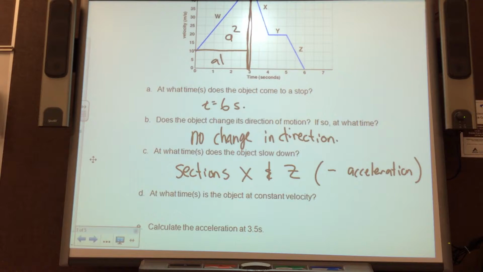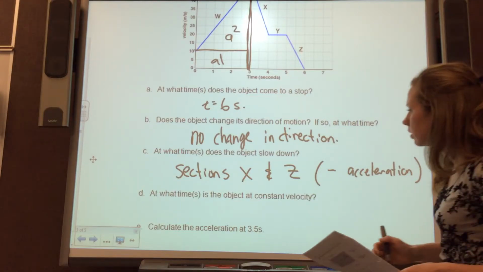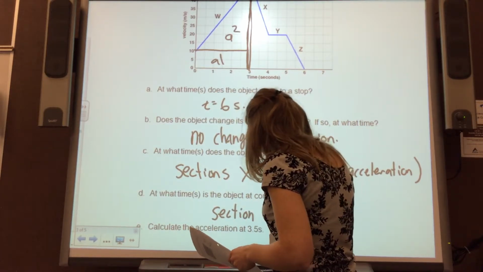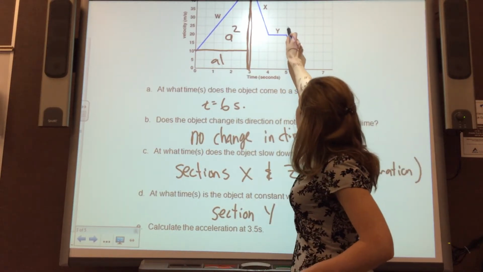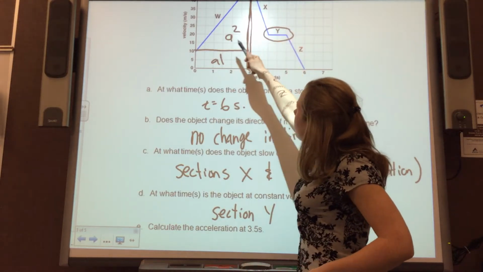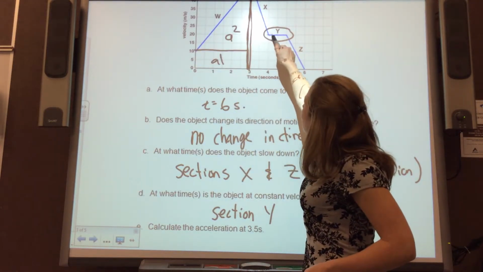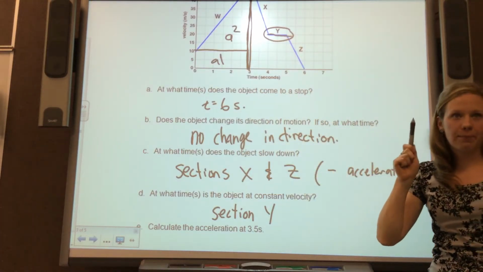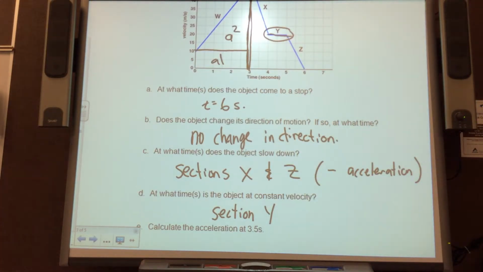At what time is the object at constant velocity? Constant velocity. Very good. So here, I'm not at 0. My velocity is at 20, but it's remaining at 20. So it's constant. It's uniform. It's the same. Okay? Calculate the acceleration at 3.5 seconds.